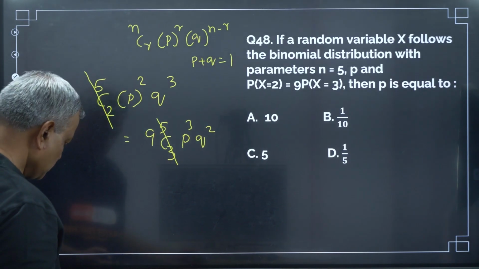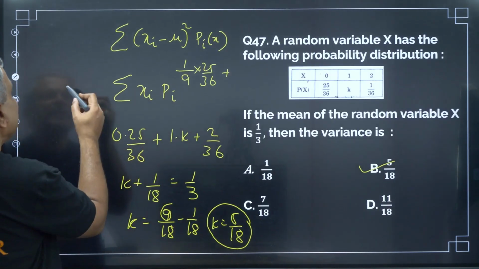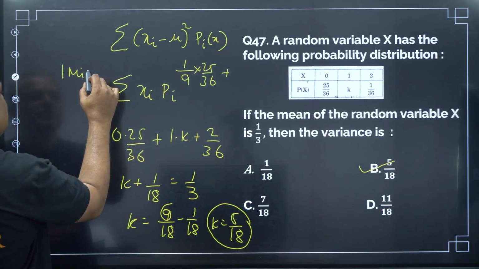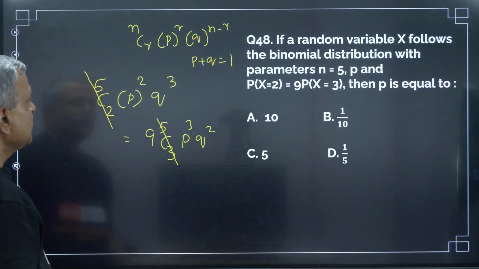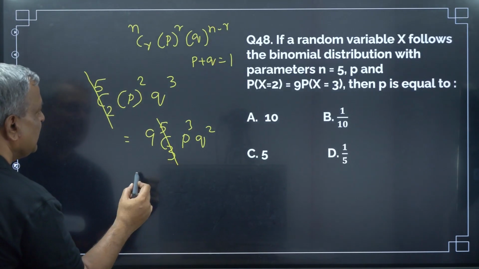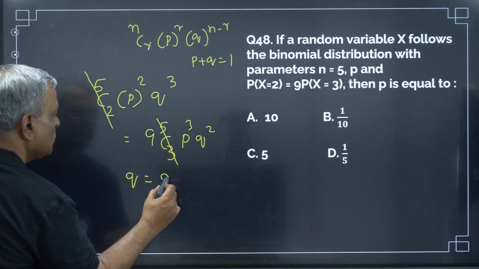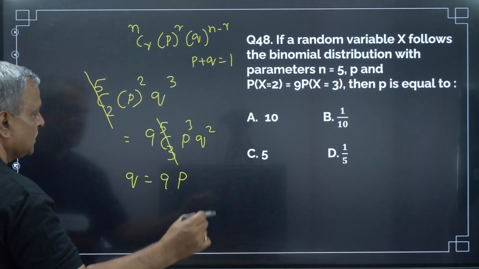Okay, I forgot to tell you. The previous problem will take 1 minute of time because it takes the calculation. It should not take more than 1 minute. So this will give you how much? q is equal to 9 by p.